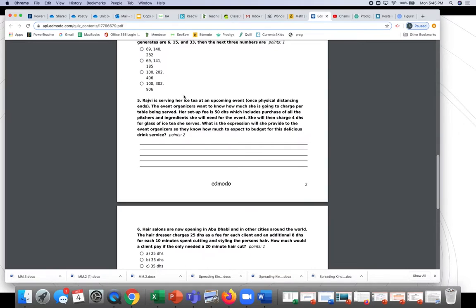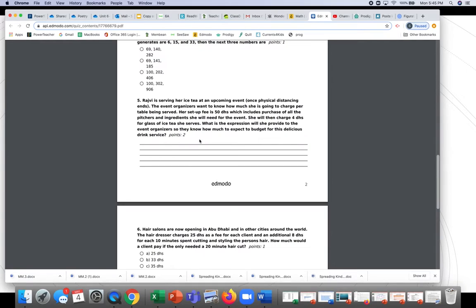So Rajavi is serving her iced tea at an upcoming event once physical distancing ends. The event organizers want to know how much she is going to charge per table being served. Her setup fee is 50 dirhams, which includes the purchase of all pitchers and ingredients she needs for the event. She will then charge 4 dirhams for each glass of iced tea she serves. What is an expression she could provide to the event organizers so they know how much to expect to budget for this delicious drink service?